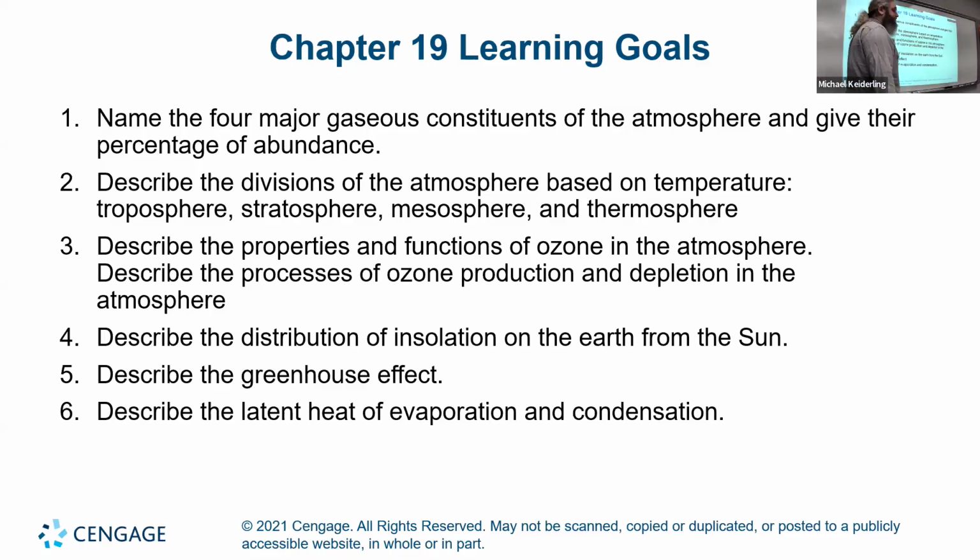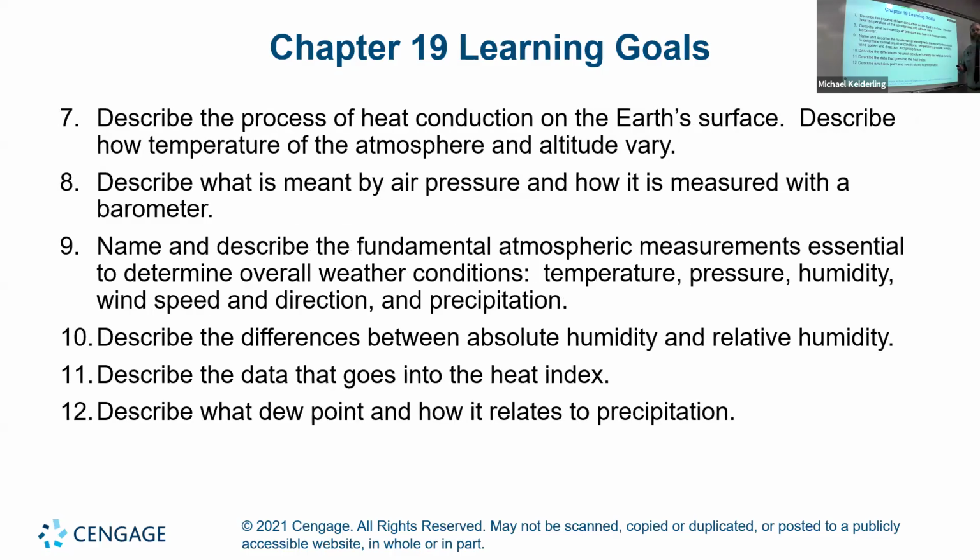We'll look at the distribution of insolation on the Earth from the sun, which is a terribly confusing term. It is not the same thing as insulation. We will describe the greenhouse effect. We'll discuss the latent heat of evaporation and condensation. We'll look at the process of heat conduction on the Earth's surface and describe how the temperature of the atmosphere varies with altitude. We'll describe what's meant by air pressure and how it's measured with a barometer.